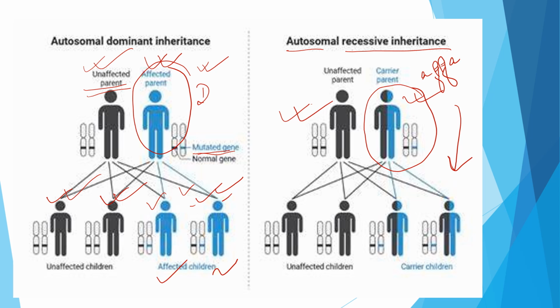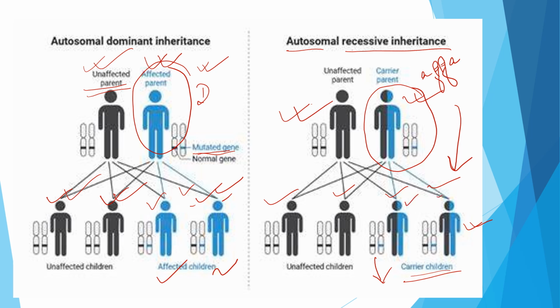So what is happening, out of all the children, only two are carrier children, so it is not being expressed in this generation, might be in the next generation it will get expressed. These two children are only carriers.